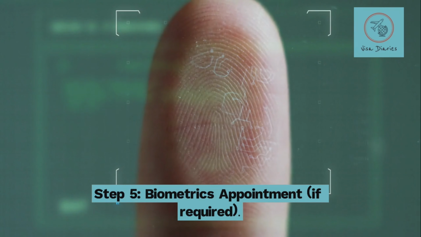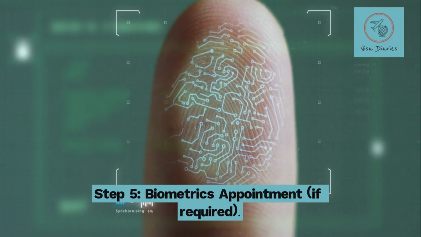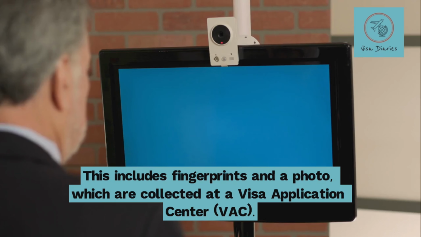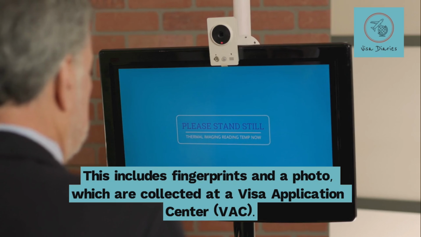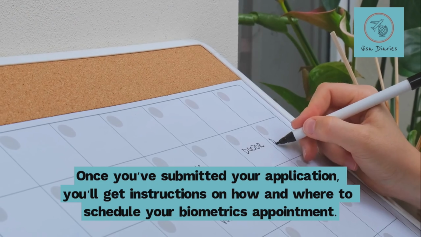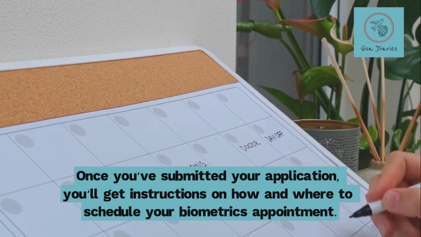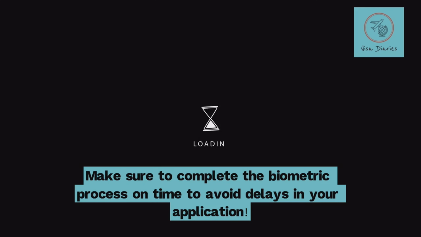Step 5. Biometrics appointment, if required. In 2025, Canada requires biometric data from most applicants. This includes fingerprints and a photo, which are collected at a visa application center, VAC. Once you've submitted your application, you'll get instructions on how and where to schedule your biometrics appointment. Make sure to complete the biometric process on time to avoid delays in your application.